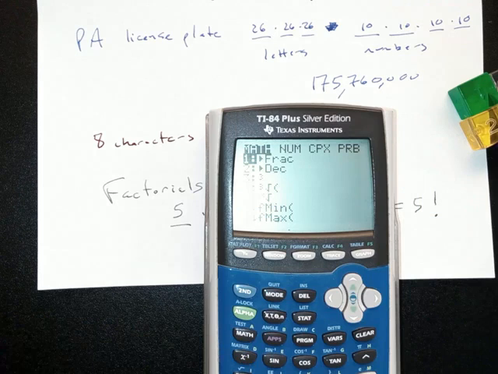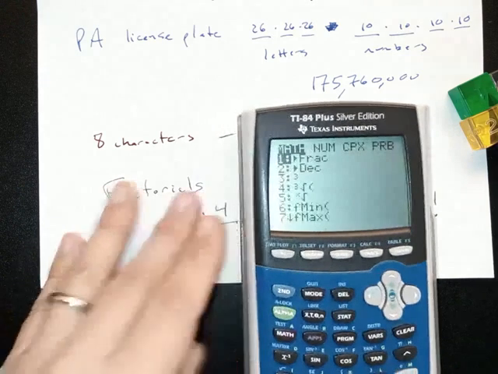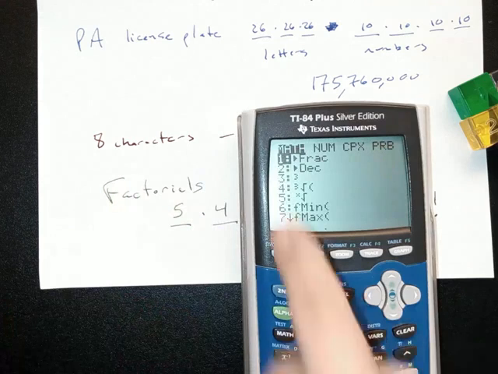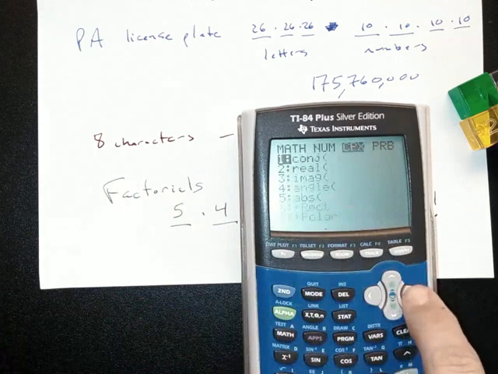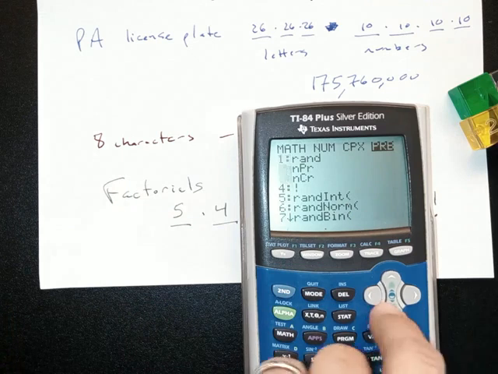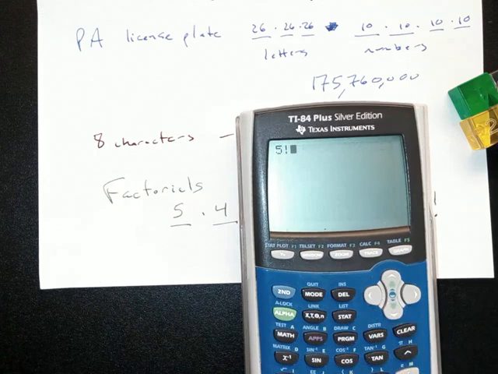And there's this menu of options here. The leftmost column is highlighted at the moment, and it says math. But the rightmost header says PRB, probability. So I'm going to move over with the arrow keys to the probability header, and lo and behold, there's an exclamation point. If I go down to option 4, it'll do factorials for me. I don't have to do the multiplication by hand.